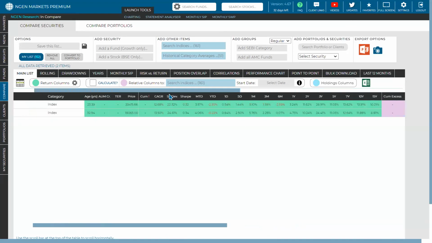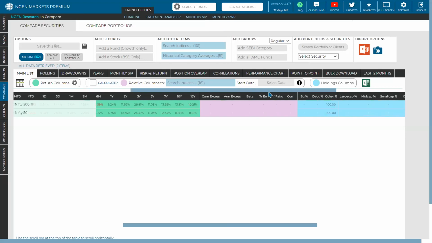Currently, you can check out the capture ratios for funds individually or even for a portfolio. Within a few weeks or so, we will be updating it. The timeline will be updated soon enough. So we will be updating the capture ratios in our relative columns.